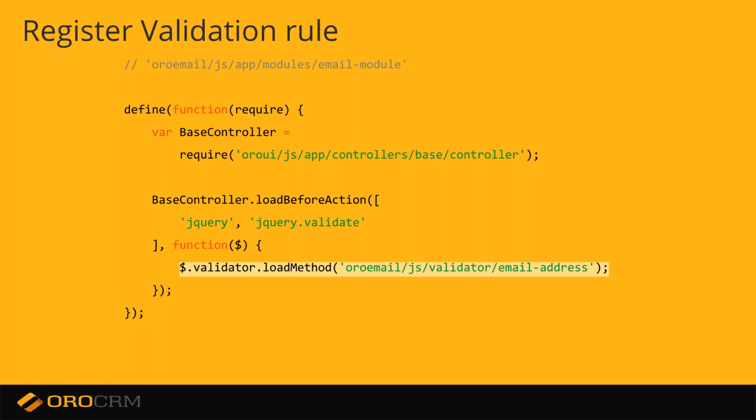And in this particular example, we declare a new validation method in the validator. So some bundle can declare own validation method, and this method will be accessible in validator.